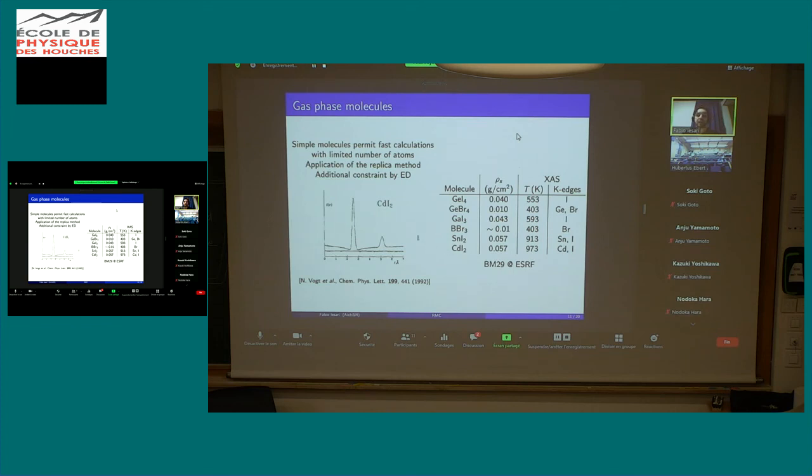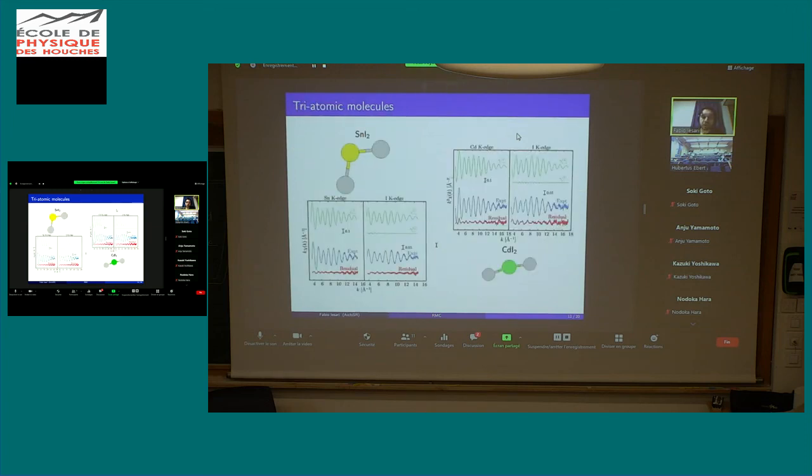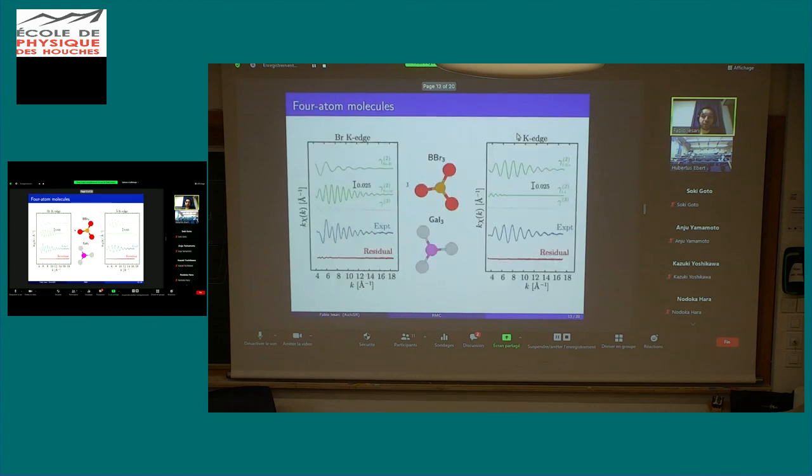Okay, then another case that we studied was gas phase molecules. These were taken for various systems in the gas phase, and when possible also double edges were measured. So these are different kinds of molecules with different configurations. Just to show you a few, for example, this is boron bromide and gallium iodine.